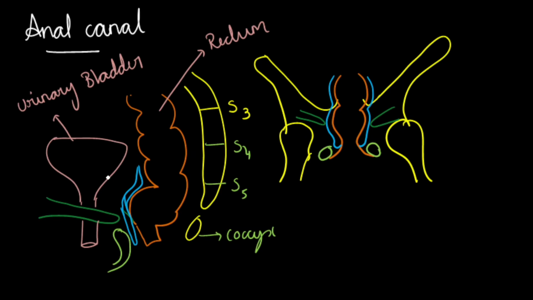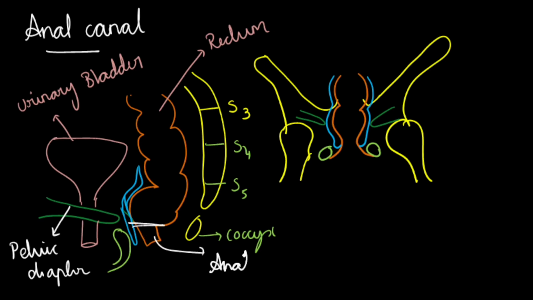Regarding the situation of the anal canal, the anal canal pierces the pelvic diaphragm. This pelvic diaphragm forms the floor of the pelvis. So here it pierces the pelvic diaphragm and it passes. This is exactly the anal canal.